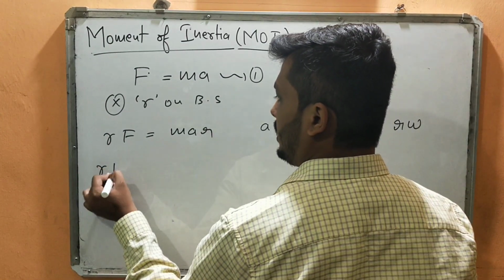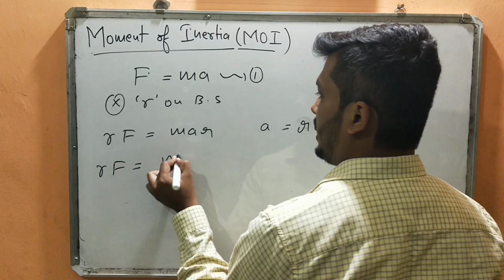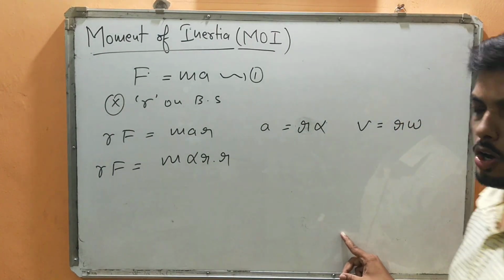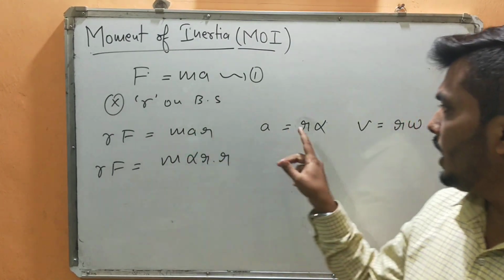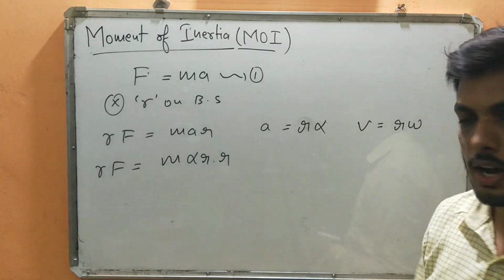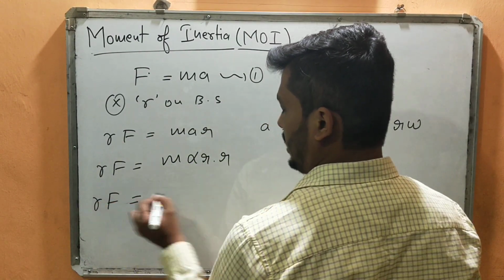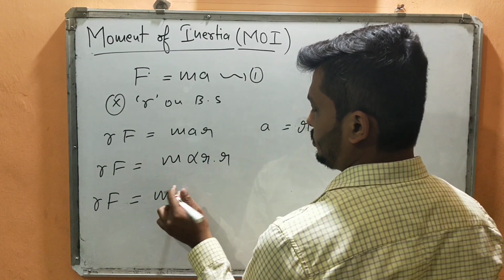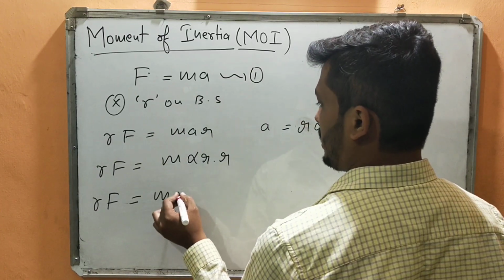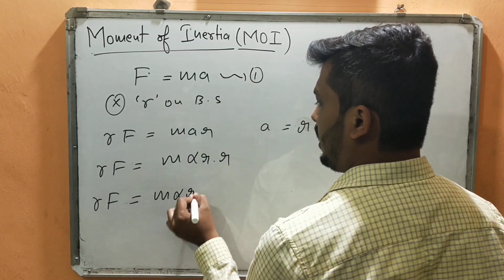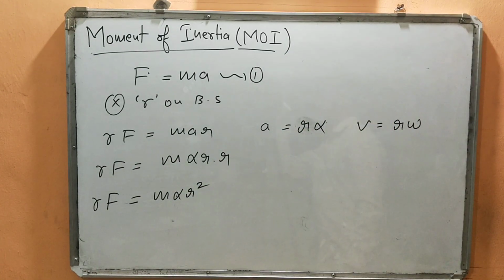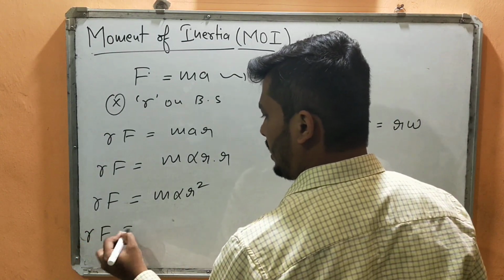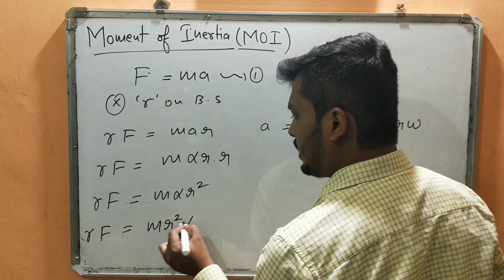So r into F = ma, instead of a, right here r alpha into r. All of you are understanding what I did here? Instead of a, I just multiplied r alpha and this r. So r into F equals m alpha r². So this will be m into alpha r². Got it? So have you understood? So I'll just rearrange the terms from here. rF equals mr² into alpha.